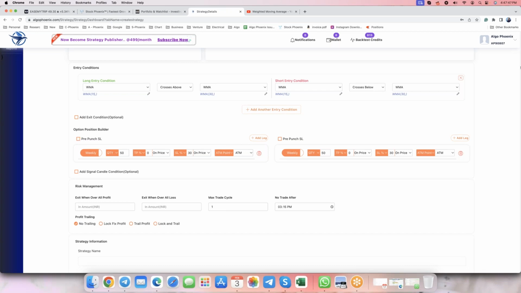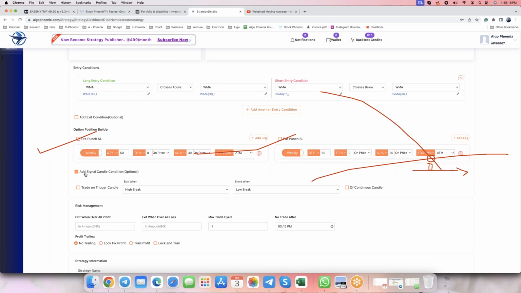Next, if you want a condition like, for example, the 15 WMA crossing the 30 WMA, take an entry when this crossover happens. This condition will work. And if you want a candle formation after a crossover, and you want to make an entry if this candle gets broken, if you want that kind of condition, you can define all those things over here. Add a signal condition, trade on the trigger break candle when the high gets broken, when the low gets broken. You can add all those conditions, or a continuous candle. You can add all those features over here.